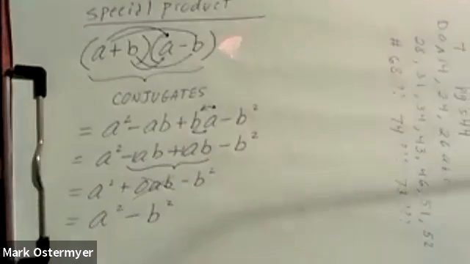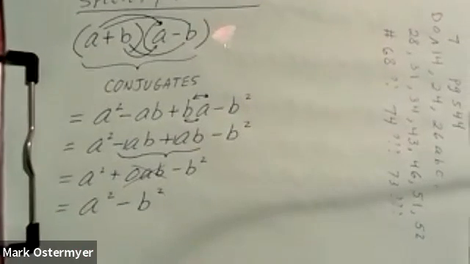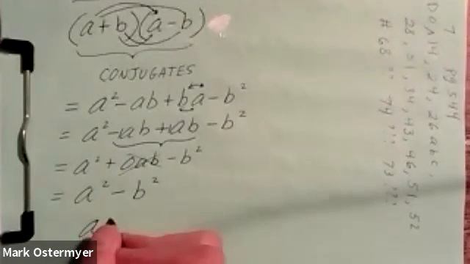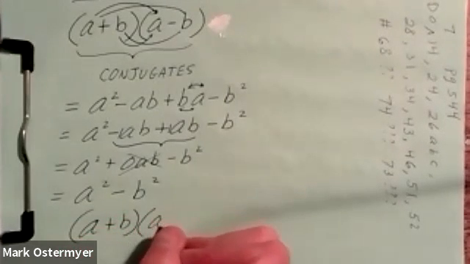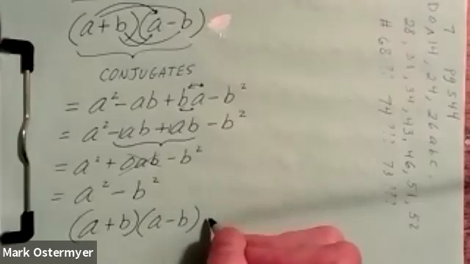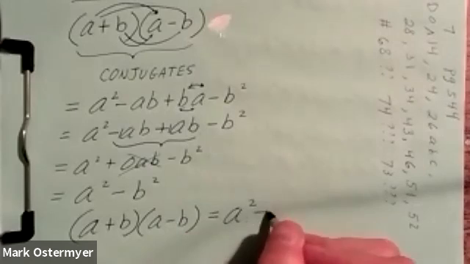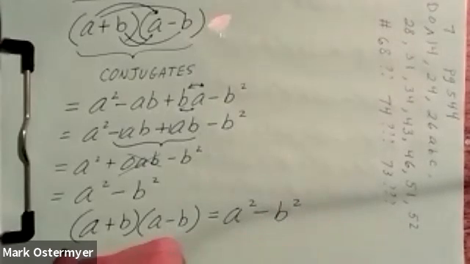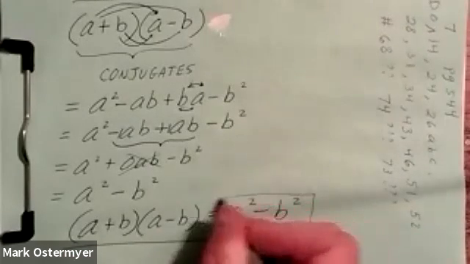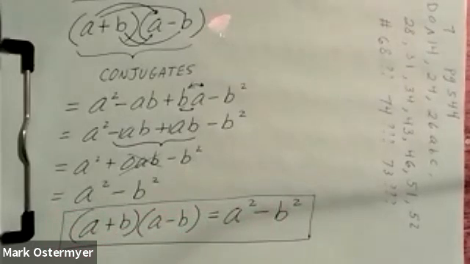And so there we have it, ladies and gentlemen, another very special product here that we want to commit to memory. Anytime you multiply two binomials together that are conjugates of each other, you're always going to get the difference between the squares of the terms. So this is another very important product to memorize right there.